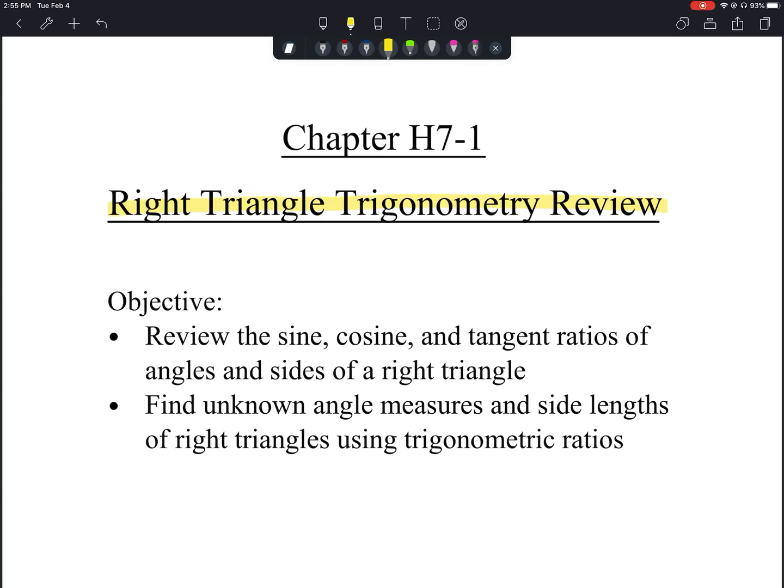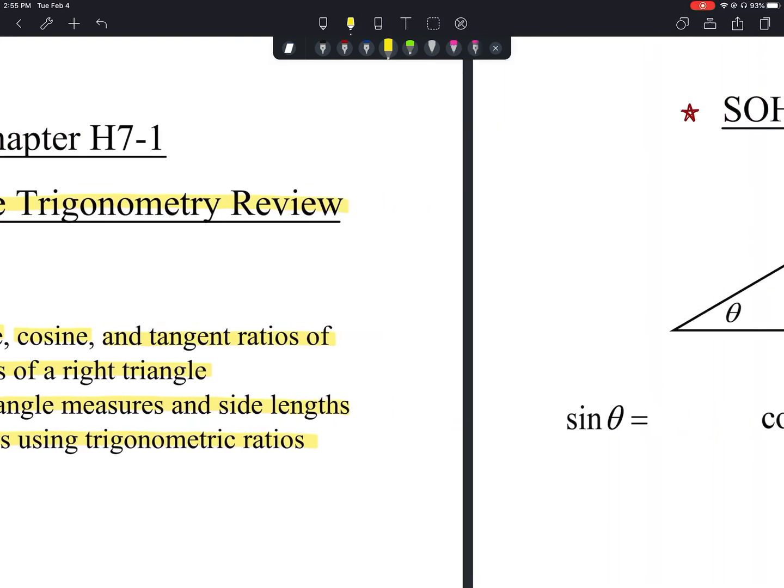Our objective for today is just to review the sine, cosine, and tangent ratios of angles and sides of a right triangle. Then we're going to look at finding unknown angle measures and side lengths of right triangles using those trigonometric ratios. Let's jump right on in.